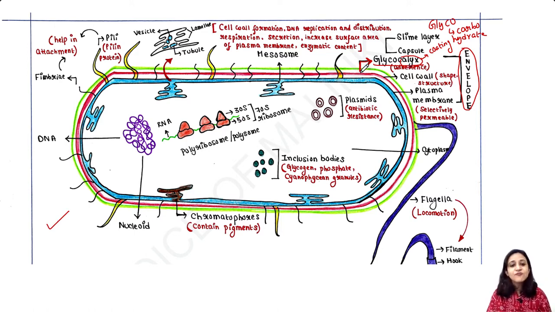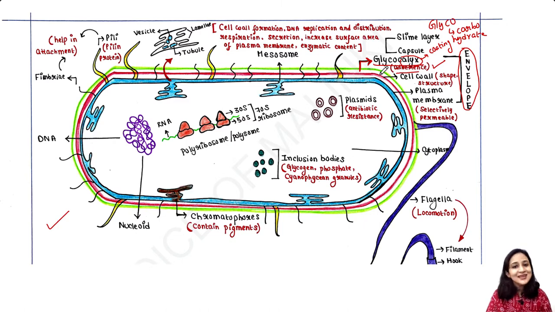This is the first membrane or outermost membrane, and this is important because it helps the prokaryotic cell or bacteria to adhere to the surface. This is important for the adherence. So this is the first thing.